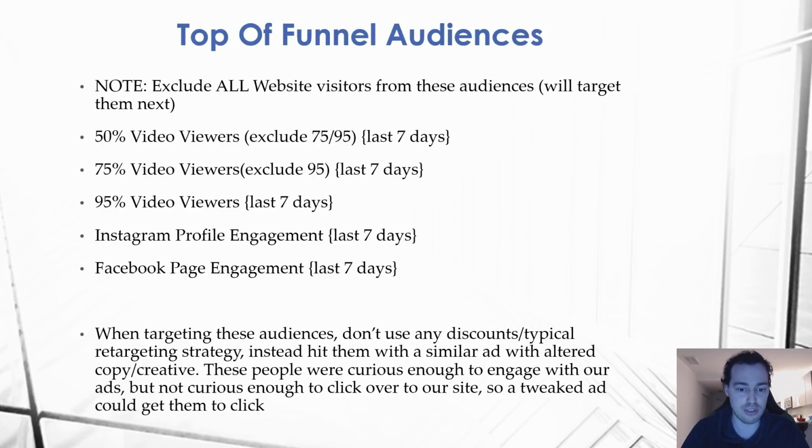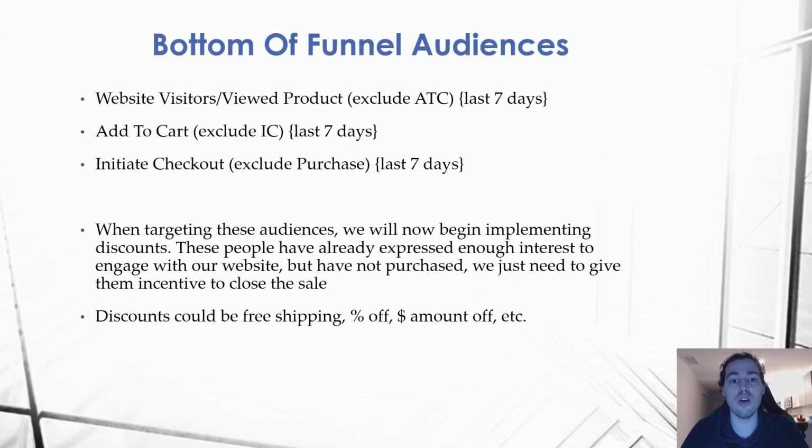So at this point, I would stick with altered video ads. So once we have these 5 custom audiences created and then set up within our ad campaign, we're going to go ahead and move on to the bottom of the funnel. So now the bottom of the funnel is going to include these 3 audiences. So it's going to be website visitors and or viewed product.